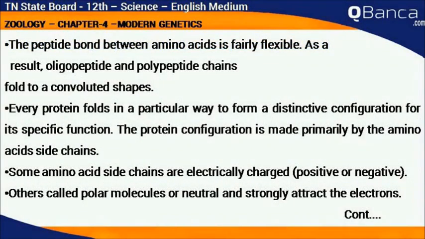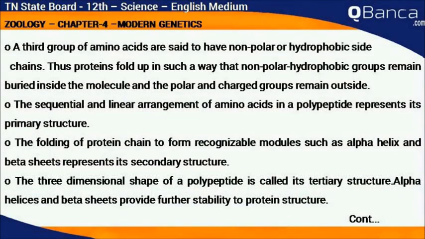The peptide bond between amino acids is fairly flexible. As a result, oligopeptide and polypeptide chains fold to a convoluted shape. Every protein folds in a particular way to form a distinctive configuration for its specific function. The protein configuration is made primarily by the amino acids' side chains. Some amino acid side chains are electrically charged. Others, called polar molecules, are neutral and strongly attract the electrons. A third group of amino acids are said to have nonpolar or hydrophobic side chains. Thus, proteins fold up in such a way that nonpolar hydrophobic groups remain buried inside the molecule and the polar and charged groups remain outside.